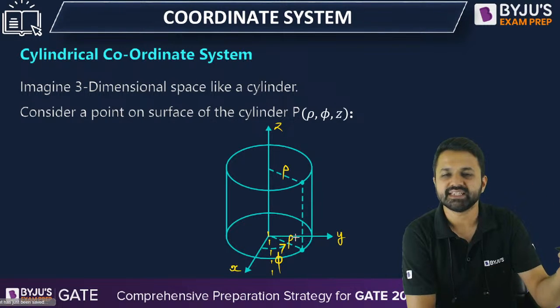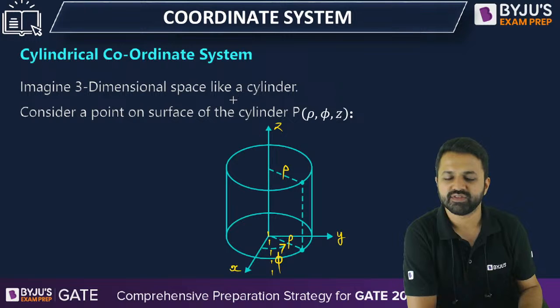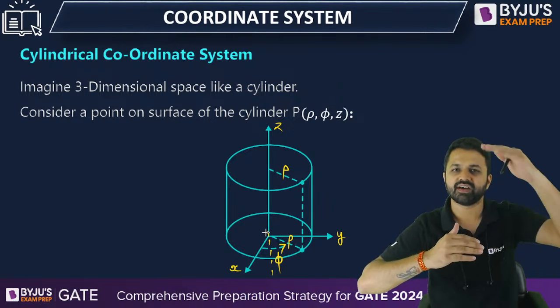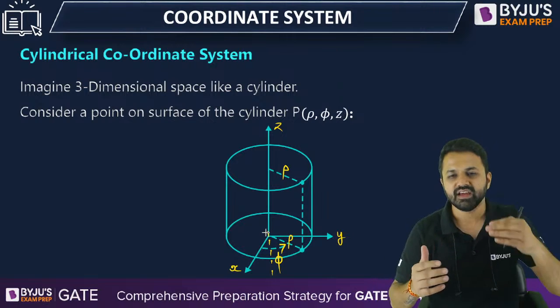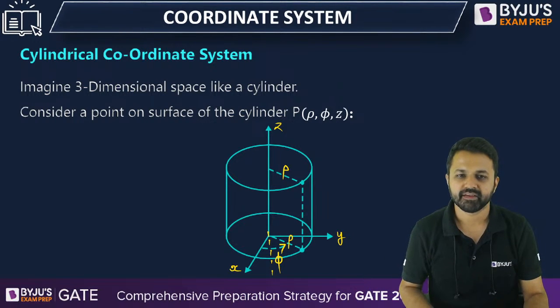Any distance measured from the z-axis is known as the radius, and z is the vertical distance. Whenever you want to cover the vertical distance in the cylindrical coordinate system, we represent it by z.